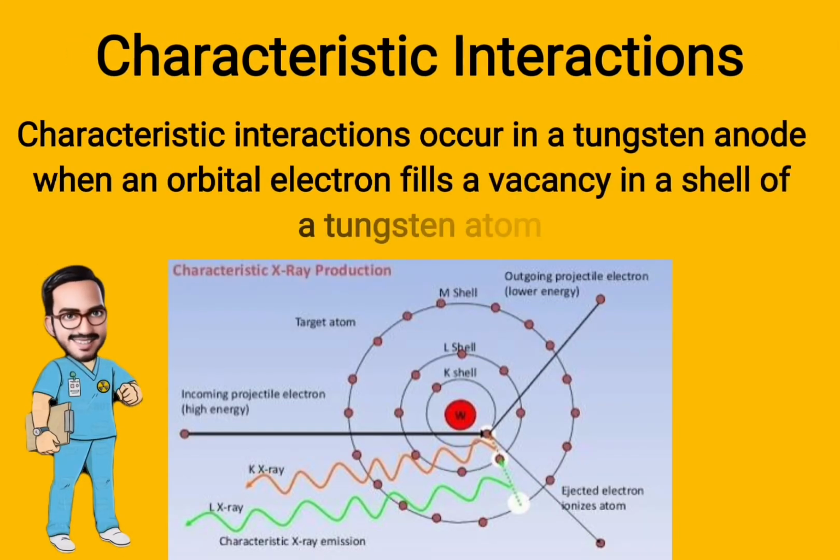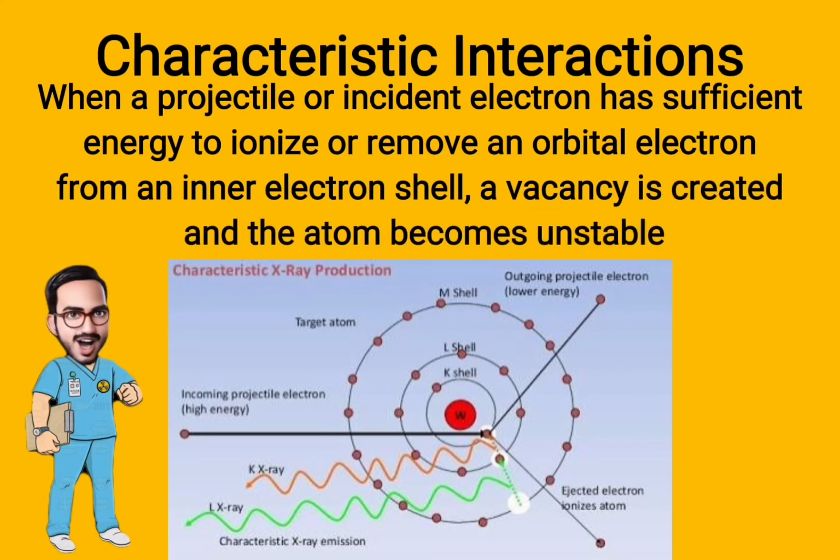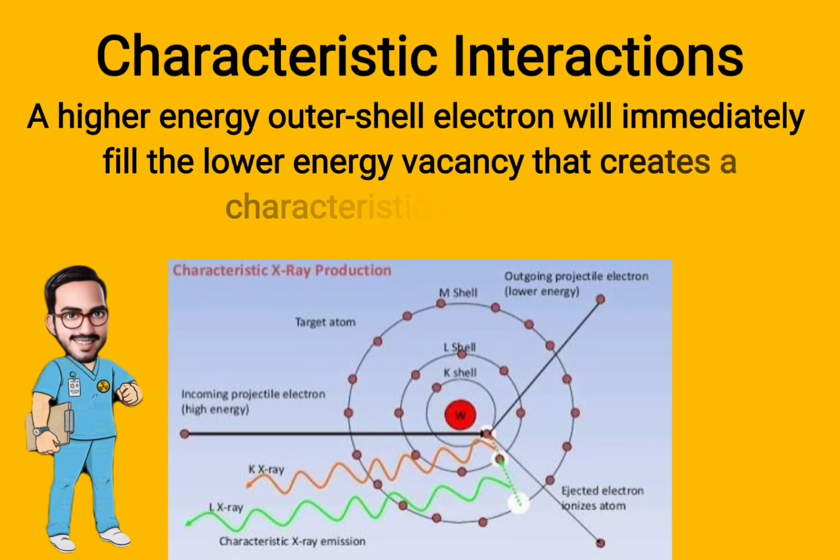Characteristic interactions, on the other hand, occur in a tungsten anode when an orbital electron fills a vacancy in the shell of a tungsten atom. When a projectile or incident electron has sufficient energy to ionize or remove an orbital electron from an inner electron shell, a vacancy is created and the atom becomes unstable. A higher energy outer shell electron will immediately fill the lower energy vacancy, which creates a characteristic X-ray photon.